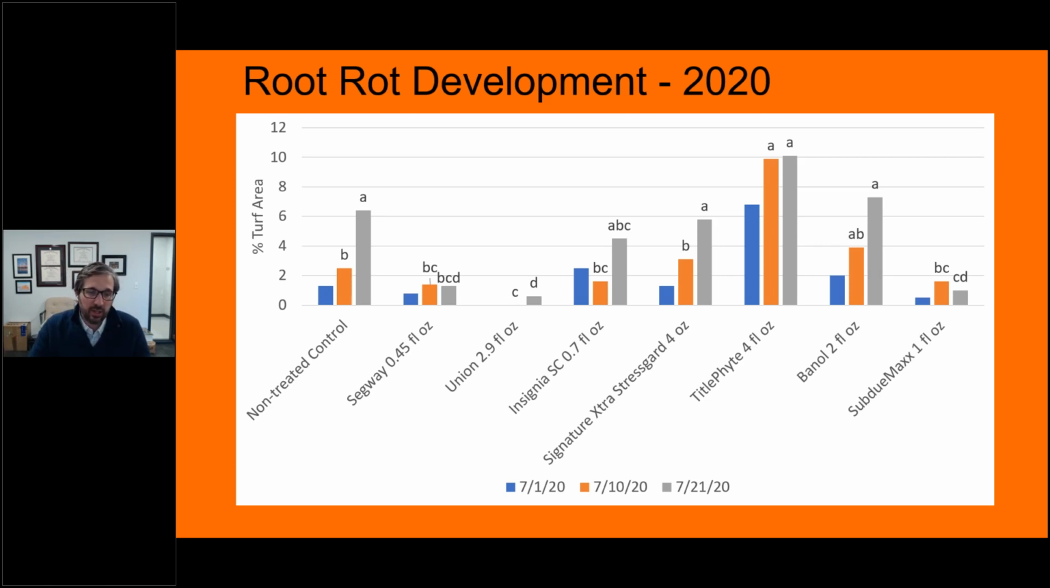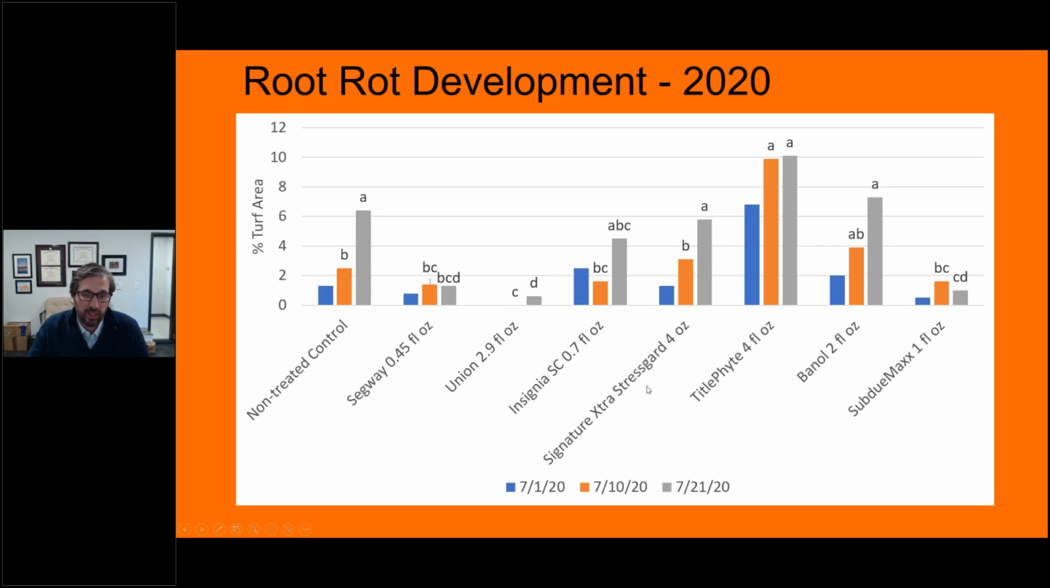But here you can see that Segue and Union, both containing cyazofamid, had a substantial reduction compared to the non-treated control in this case. Insignia early on had a reduction, but was no different from the non-treated check on the final rating date. And same with the phosphites here. As that pressure really picked up, we didn't really see much of a reduction from the phosphites applied alone. In this case, we didn't really see much of a benefit from the Banol application, and we did see a benefit from the Subdue at 1 fluid ounce per 1,000 square feet. So again, what we're looking at here, especially with this last rating date, we're a month out of our last application, so that's something to consider.